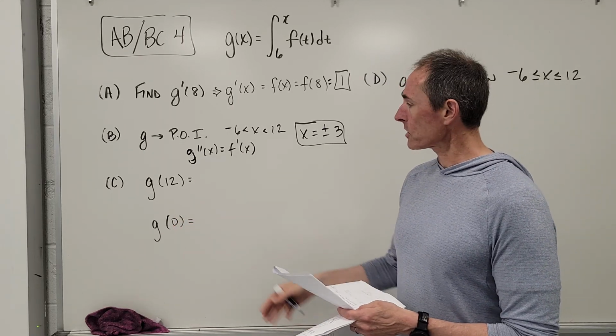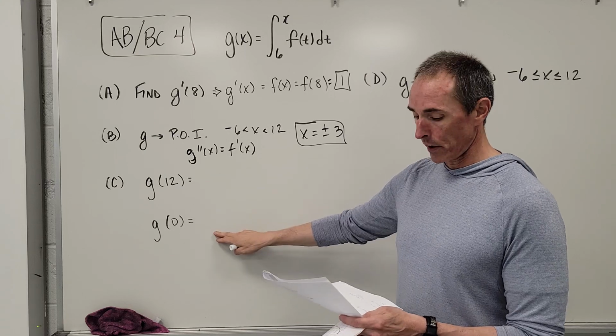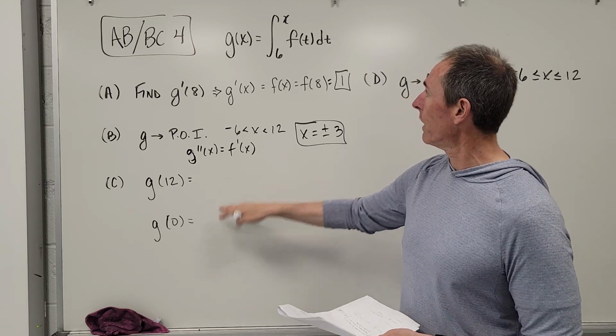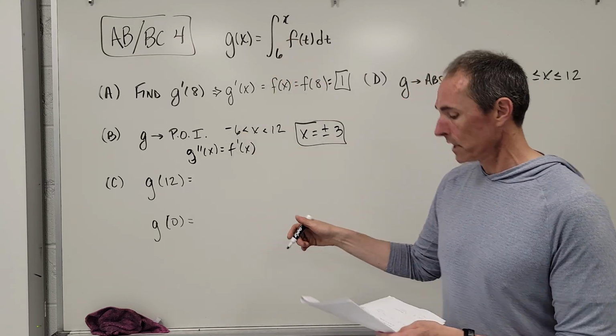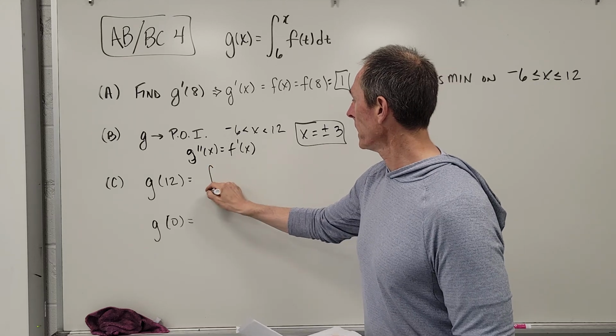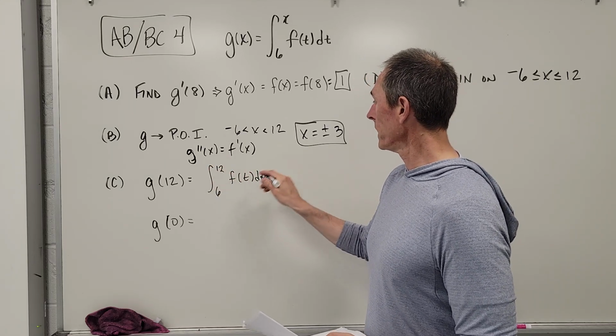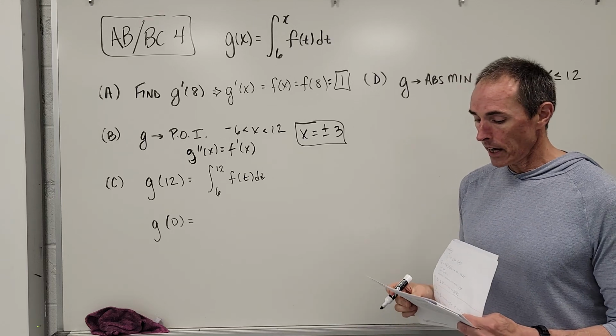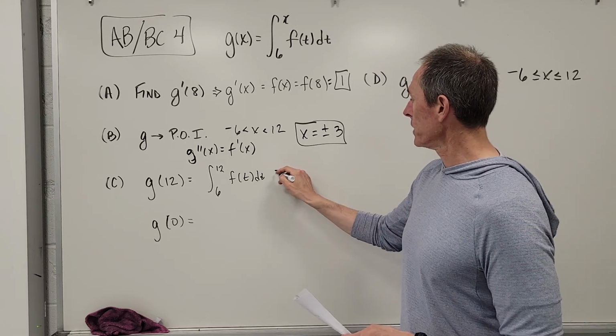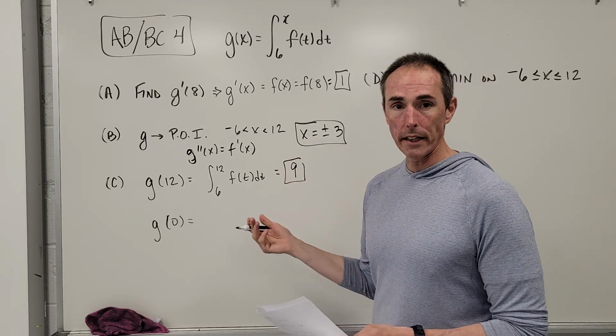Question C asks us to find two values, the values of g of 12 and g of 0. Both of these are going to involve some form of integration. So g of 12 is just going to be the integral from 6 to 12 of the given function, and in that case, it's really just a triangular region. That will end up being 9.